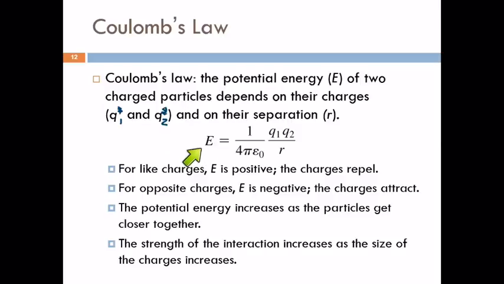So E here is the potential energy. So if Q1 and Q2 are larger, maybe +2 and -2, the potential energy is going to be larger. And then R is the distance between them. As R increases, the potential energy decreases.